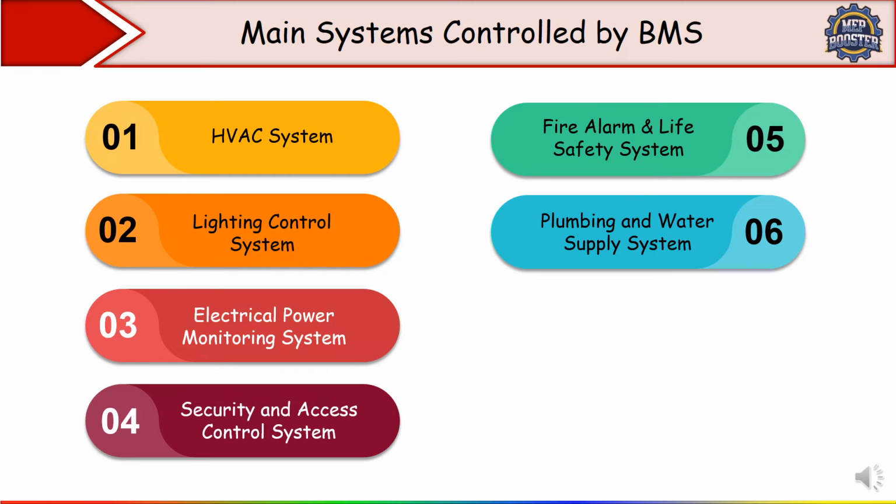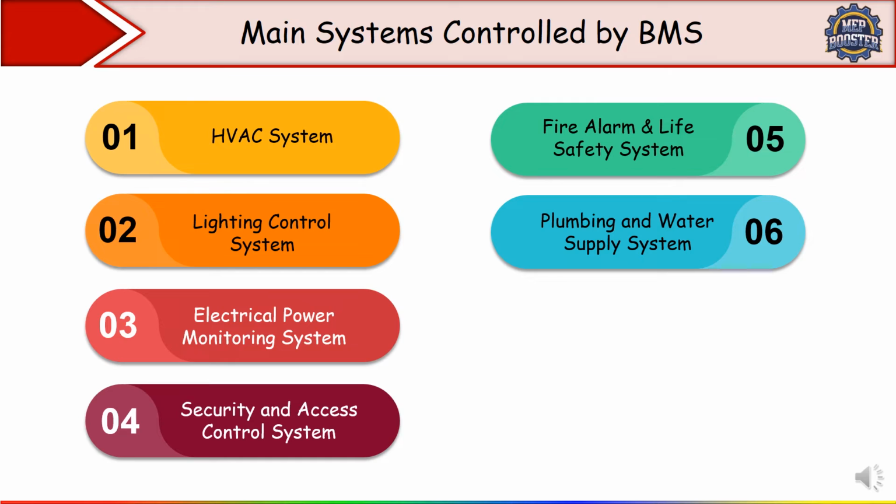So here the main purpose is what? Normally the BMS receives a signal from the fire alarm panel, and automatically shuts down AHUs and lifts and opens fire dampers in case of fire. It also activates stairwell pressurization and extraction fans. Is it clear?